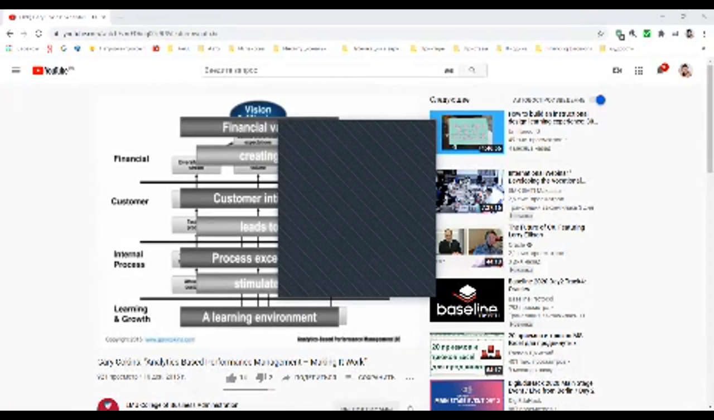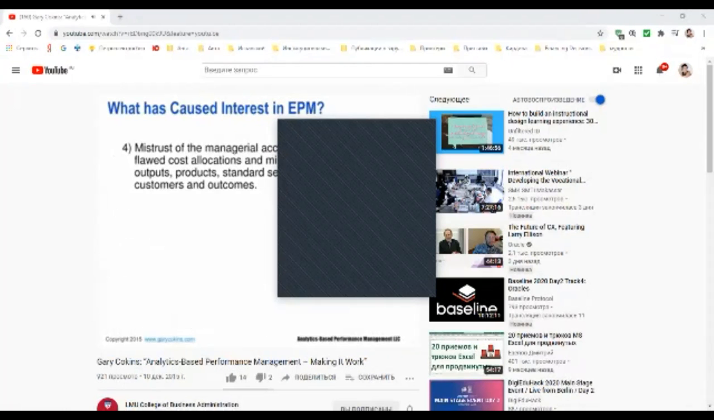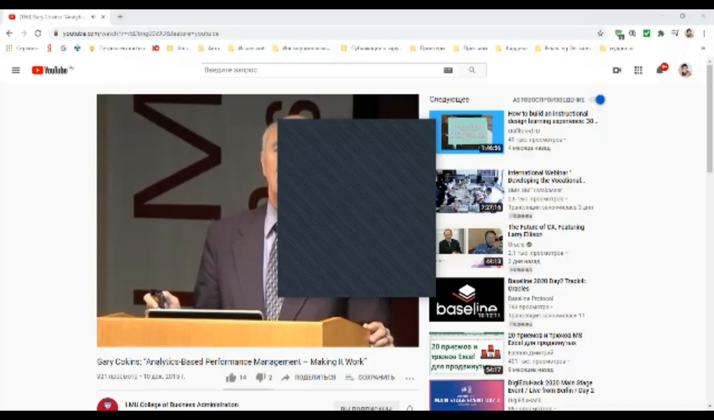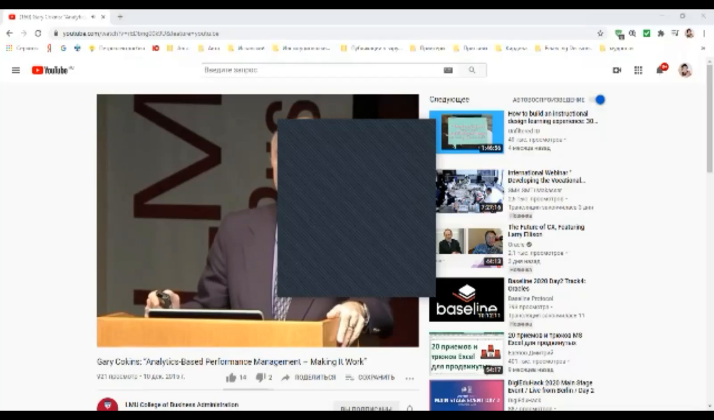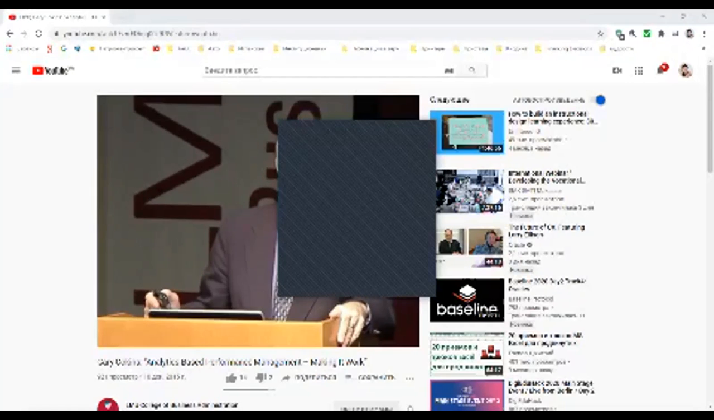Let's move to another force. Mistrust of the management accounting system and its flawed cost allocations and misleading cost reporting of outputs, products, standard service lines, channels, customers, and outcomes. And occasionally someone in the audience will say, I think there's a typo there. You've got cost allocations. You meant misallocations because it's being misallocated. I'm being charged by the accountants for this thing. I got nothing to do with it, but those 2 departments over there are causing all of it. But the accountants are allocating it on some factor like labor input hours that's got nothing to do with me.